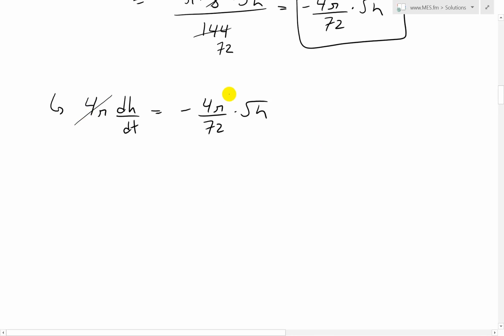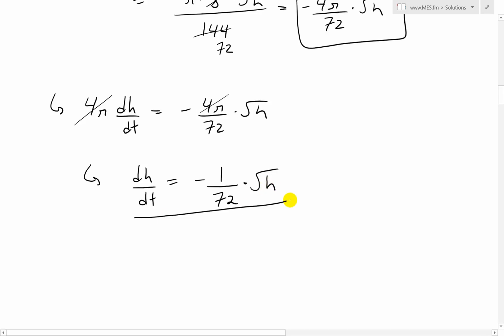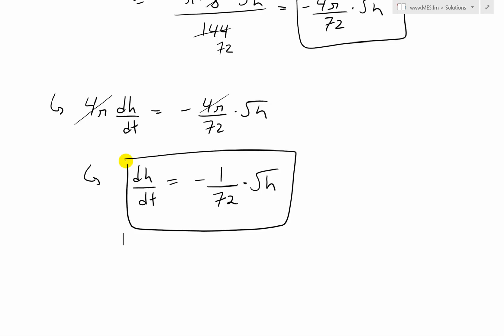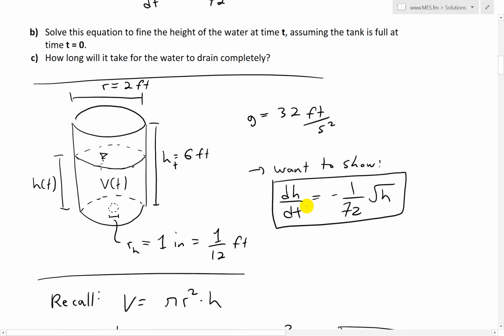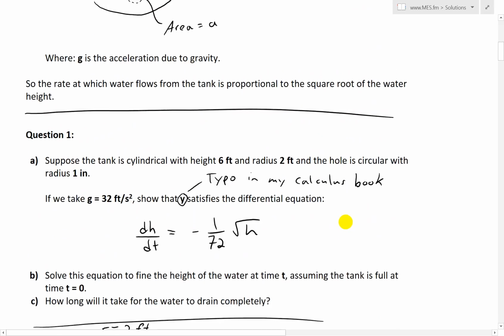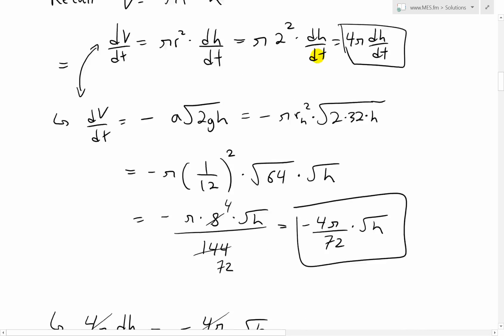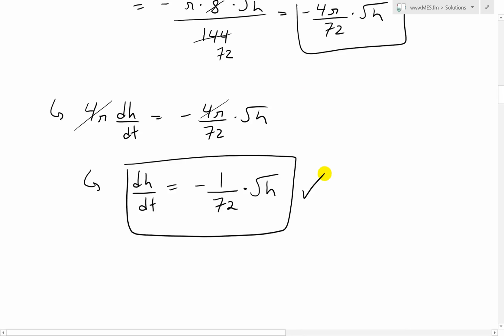As you can see, the 4 pi's cancel. So what we end up with is what we were trying to solve: dh over dt is equal to negative 1 over 72 times the square root of h, and there is our answer. This is exactly what we were trying to show: that dh over dt is equal to negative 1 over 72 times the square root of h. Let's put a check mark there for having it correct.